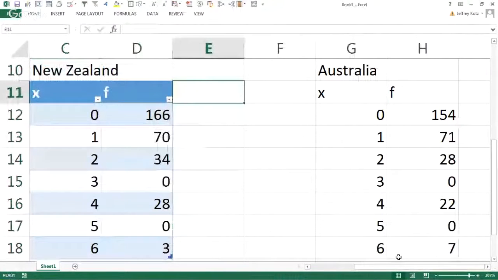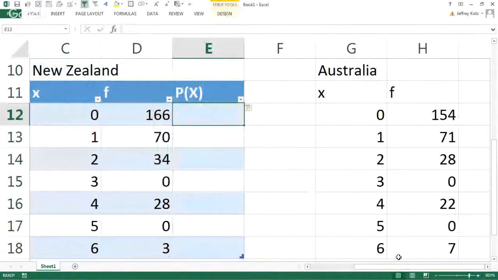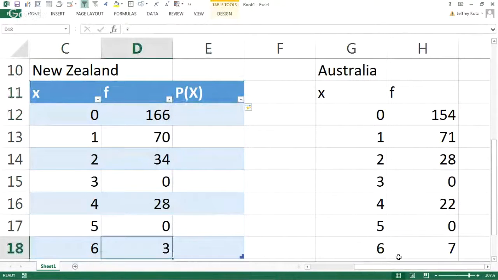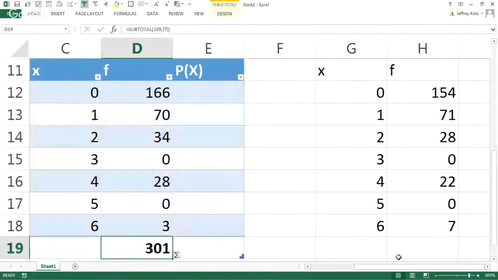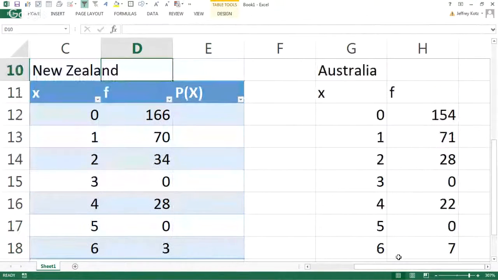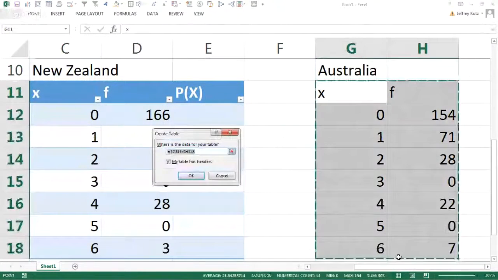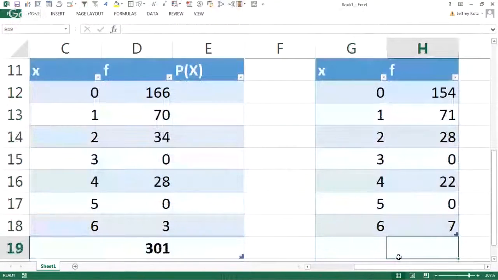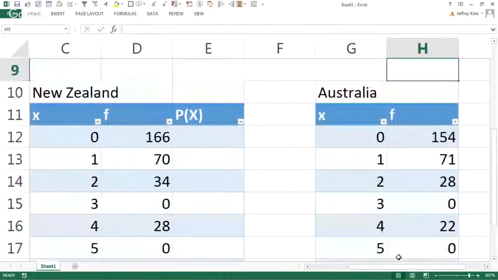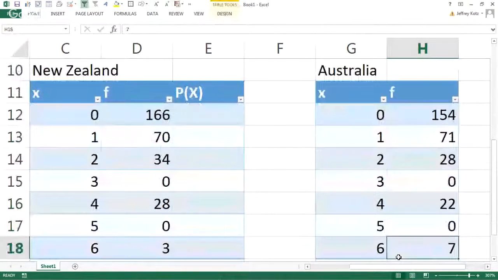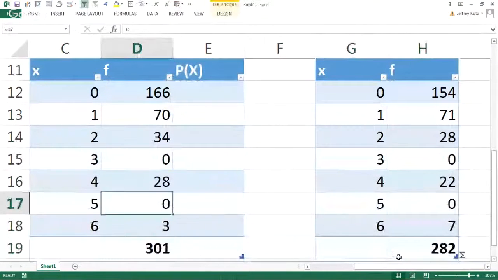In order to generate the relative frequency table, I need to generate relative frequencies. In order to generate relative frequencies, I need to have F over N. Right now, I don't have N. Alt equals will auto sum and tell me that there were 301 balls bowled to the New Zealand side. Over here, if we're looking at Australia, we would see that there were 282 balls bowled to Australia before they were all out and lost to New Zealand, and the trophy goes back to New Zealand. Anyway, we'll start with New Zealand first.